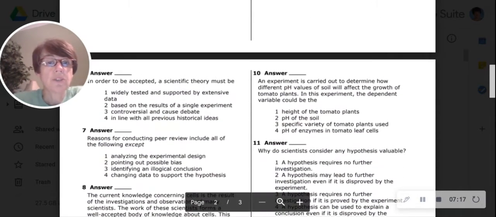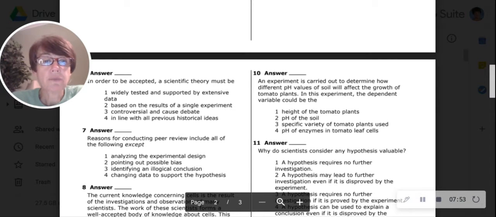Number 6, in order to be accepted, a scientific theory must be widely tested and supported by extensive data, based on the results of a single experiment, controversial and cause debate, or in line with all previous historical ideas. So remember, a scientific theory is where we have an explanation for a phenomenon that we've tested many, many times, and we've had many of the same observations. And so now that's supported by lots of data. So that's going to be number 1.